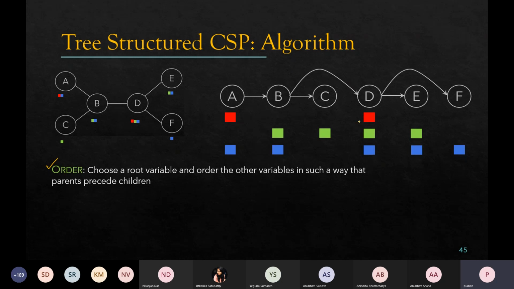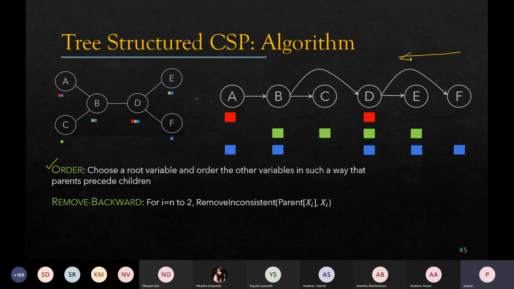Now, these are the values associated with every node, as we have in the example. Now we will process the entire structure backward, and we will try to remove inconsistency for the edge between the parent of Xi and Xi itself. So what do we mean by that? Our first node backwards is F, right? So we'll consider the edge from D to F, and we'll try to see whether that is arc consistent or not.